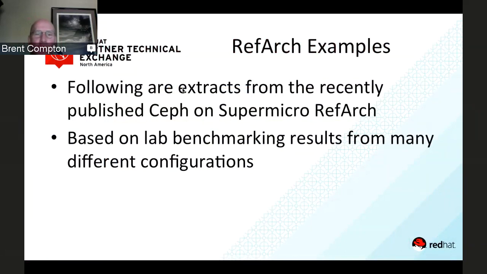As noted before, of course, we're Red Hat. We work on lots of different platforms. This one just happened to be the most comprehensive one, so we've chosen extracts from that one. These results are based on lab benchmark results from a bunch of different configurations.